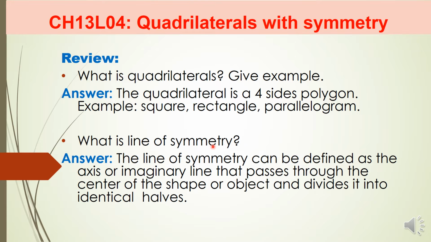Okay, and I hope your answer is almost the same as this. A line of symmetry can be defined as the axis or imaginary line that passes through the center of the shape or object and divides it into identical halves. So there are two conditions: one, it passes through the center, and two, it divides the shape into identical halves. That is called a line of symmetry.